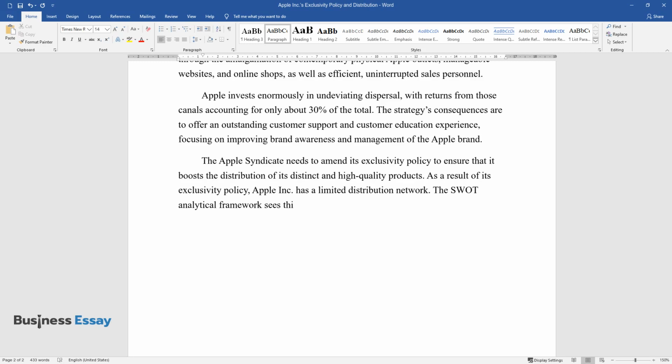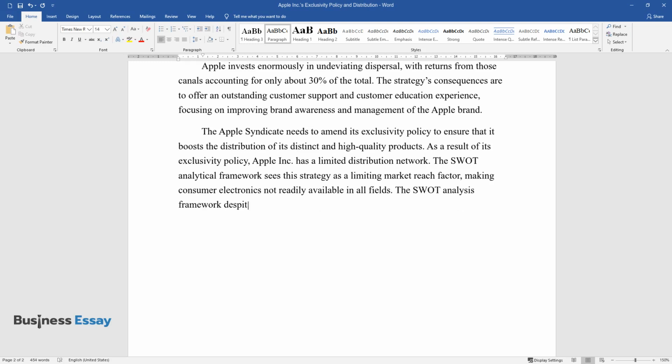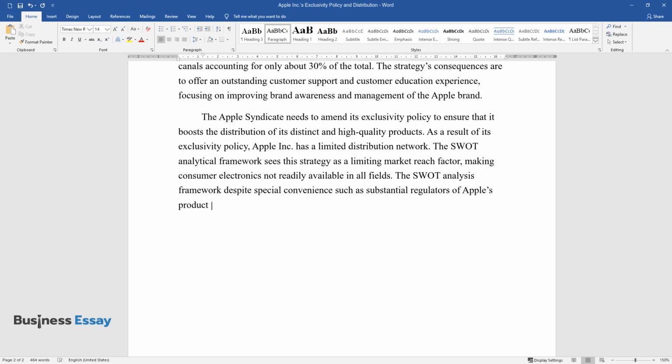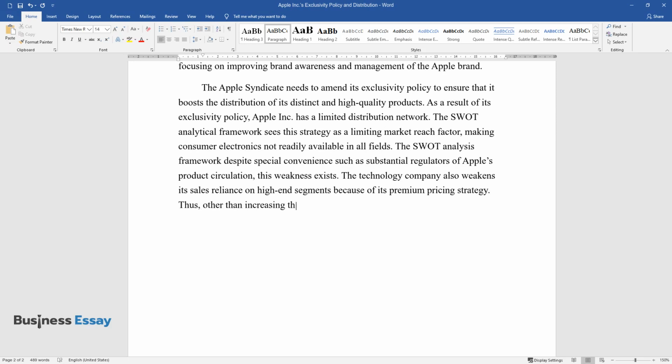The SWOT analytical framework sees this strategy as a limiting market reach factor, making consumer electronics not readily available in all fields. The SWOT analysis framework, despite special convenience such as substantial regulators of Apple's product circulation, shows this weakness exists. The technology company also weakens its sales reliance on high-end segments because of its premium pricing strategy.